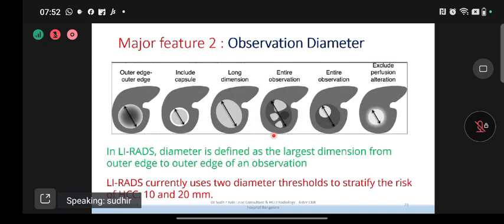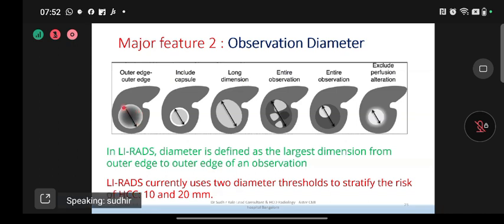Coming to the second important criterion, the diameter. They mainly use three levels: 0 to 10, 10 to 20, and more than 20. So 10 millimeters becomes one of the important landmarks for nodular size, and another one is 20 millimeters. We need to be a little accurate.